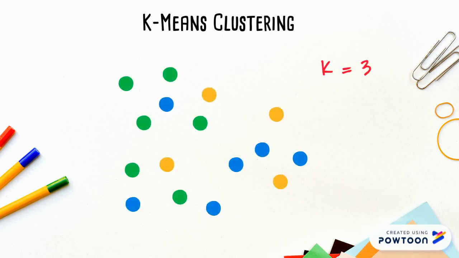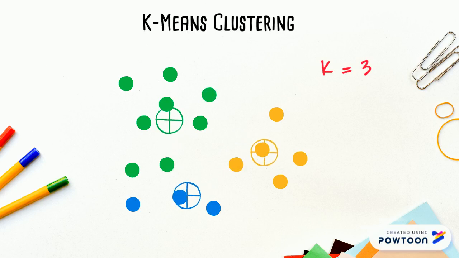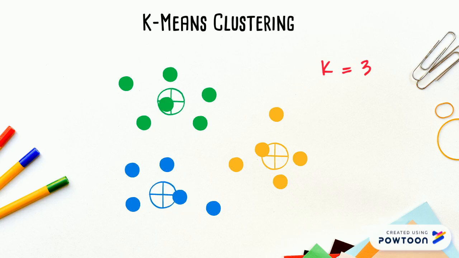And centroids, arithmetic mean position of all the points in the cluster, are computed for each of these clusters. After centroids are computed, each data point is reassigned to the cluster with the nearest centroid, and centroids are computed again based on the new formation of clusters. The iterations with centroid calculation and reassignment are performed again and again until clusters no longer change.